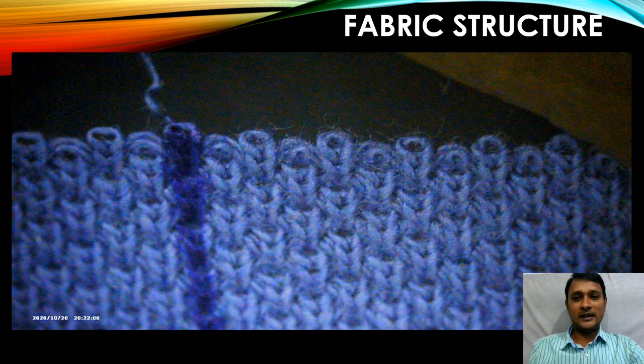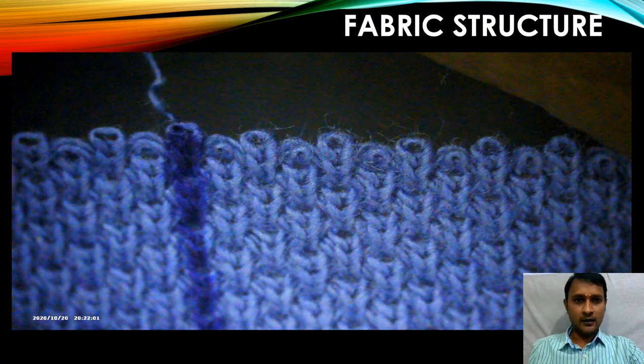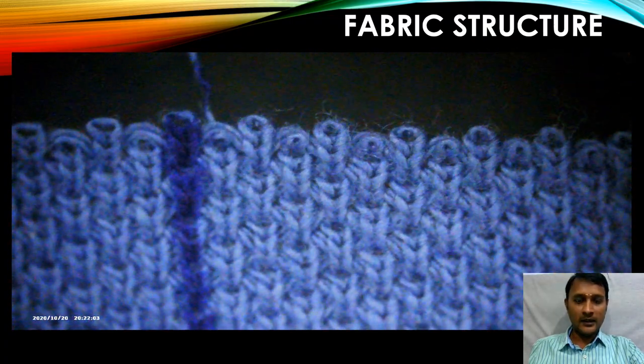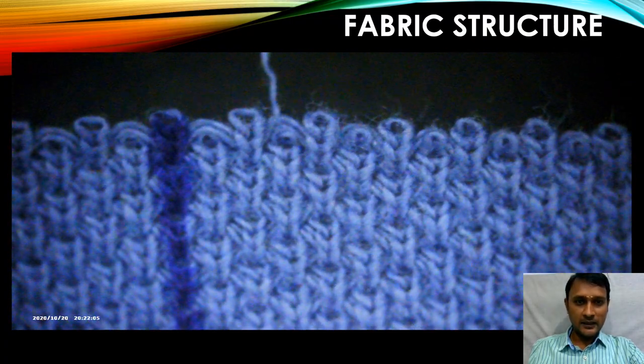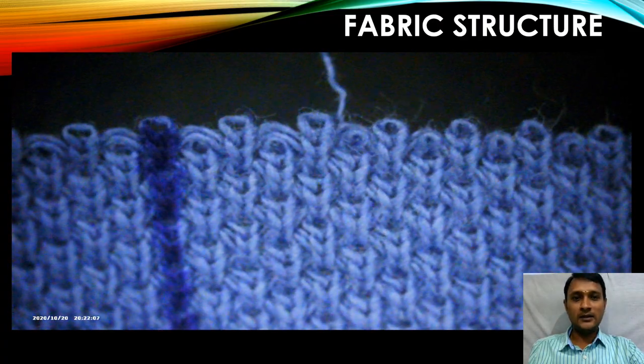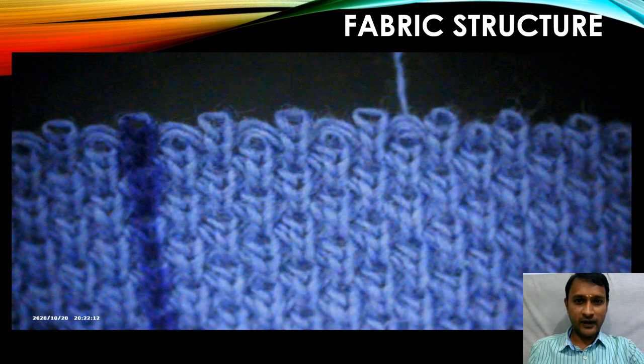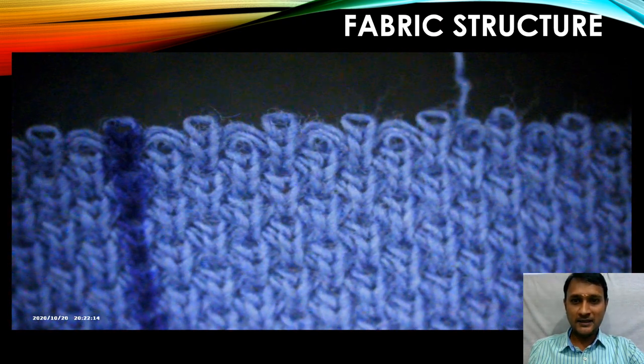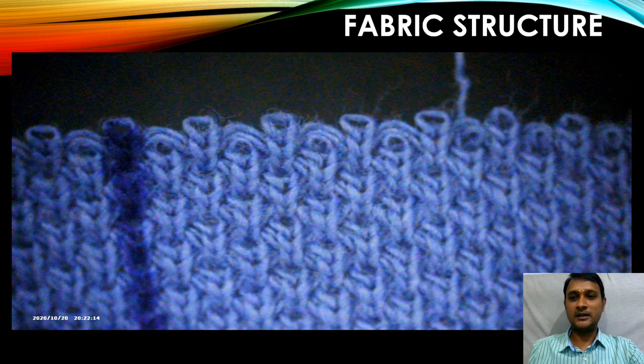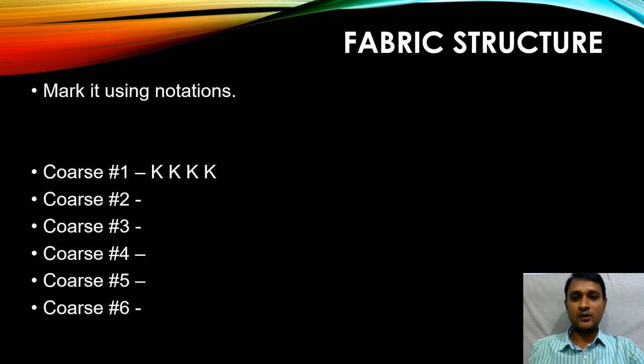Let's start analyzing the knit fabric structure. Let's unravel the course number one. The structure that we are identifying after this vertical line that we are getting it notified. After this vertical line, I am finding the complete loop is getting unraveled from the previously knitted loop. So it is very easy. We can notify the course number one as knit, knit, knit, knit.